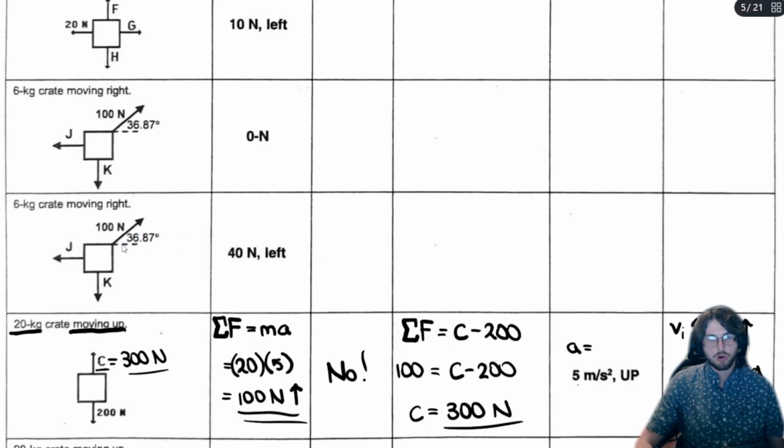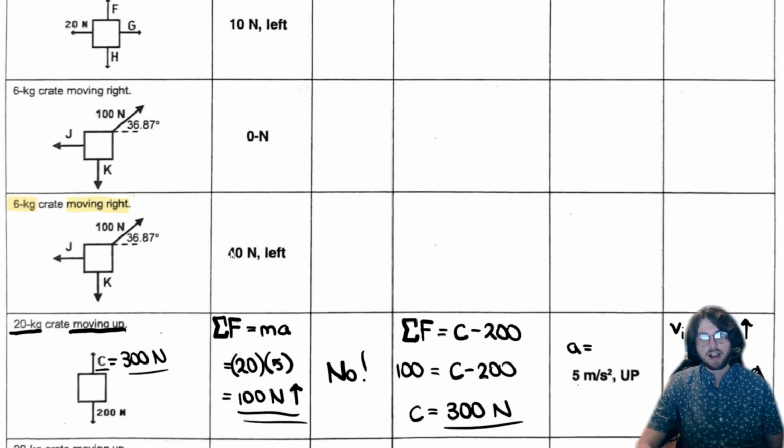Where we've got a force that's acting at an angle with respect to two other forces, J and K, that we don't know, and we'll have to find out in this problem. So our given information here is that we've got a 6 kilogram crate, and it's moving to the right. That would be our initial velocity. And we're also told the net force acting on this crate, which is 40 newtons to the left in total.